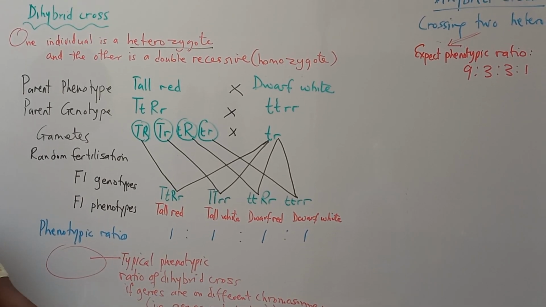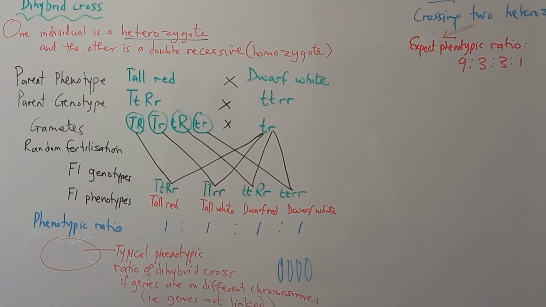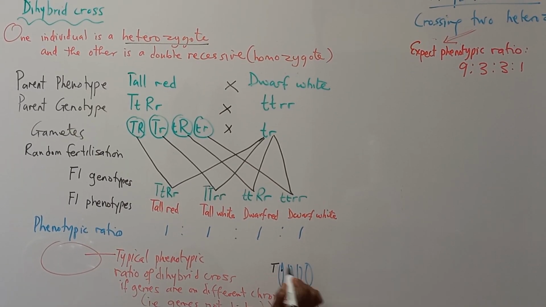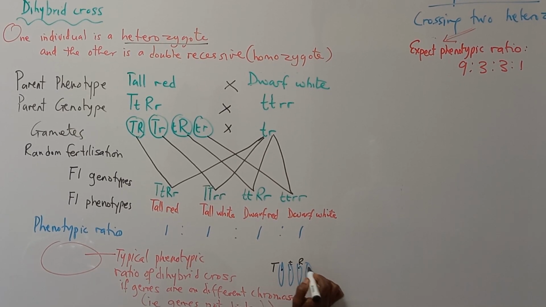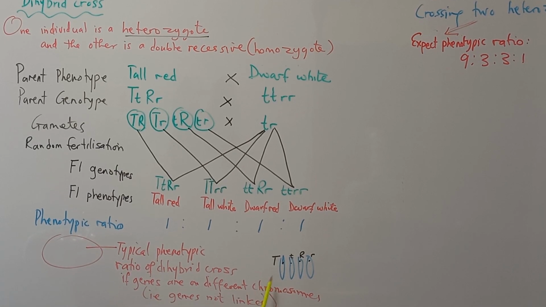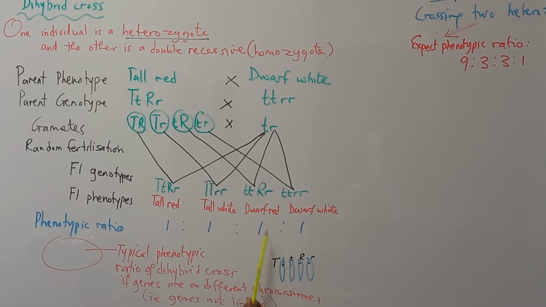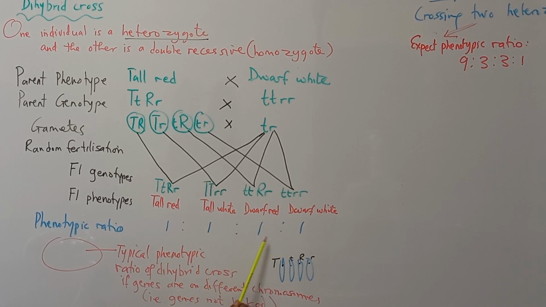That is, if the genes are not linked. Meaning, these are the chromosomes. This is the gene for tall. This is the gene for red. These are the genes. If the genes are on different chromosomes, then a heterozygote crossed with a homozygote should give us this phenotypic ratio.